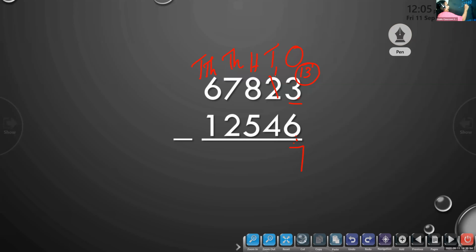Again, check here 1. Can we take 4 from 1? No, ma'am. So what do we have to do? Borrow. Okay, very good. 8 becomes 7 and this 1 becomes 11. Again, 11 minus 4. After 4, 5, 6, 7, 8, 9, 10, 11. How many numbers? 7. Again, 7. So here we have 7.